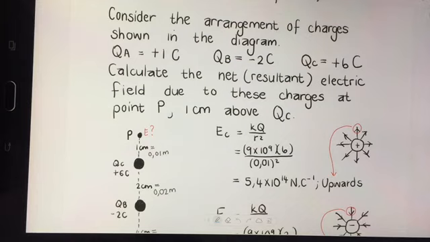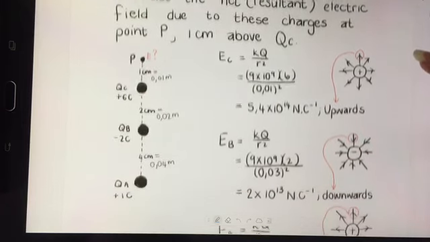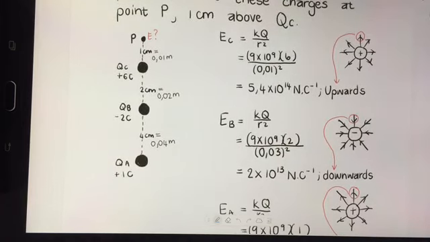Charge A carries a charge of positive 1 coulomb, B is negative 2 coulomb, and C is positive 6 coulomb, so I don't have to convert. Calculate the net or resultant electric field due to these charges at point P, which is 1 centimeter above charge C. So this is what the diagram looks like now.